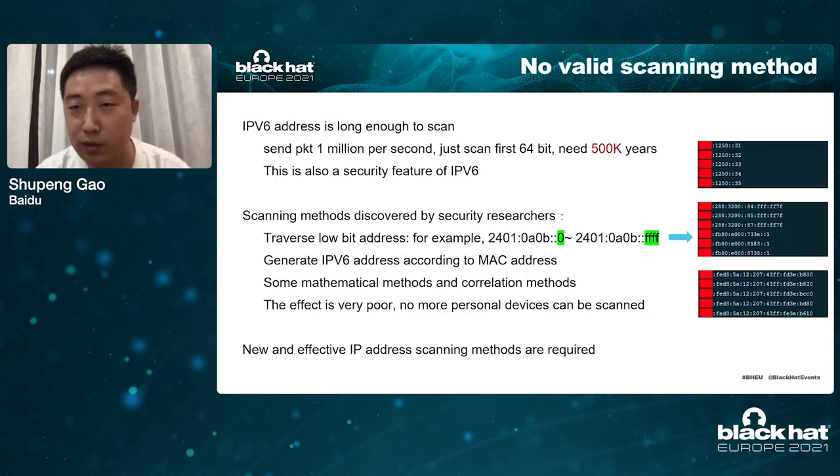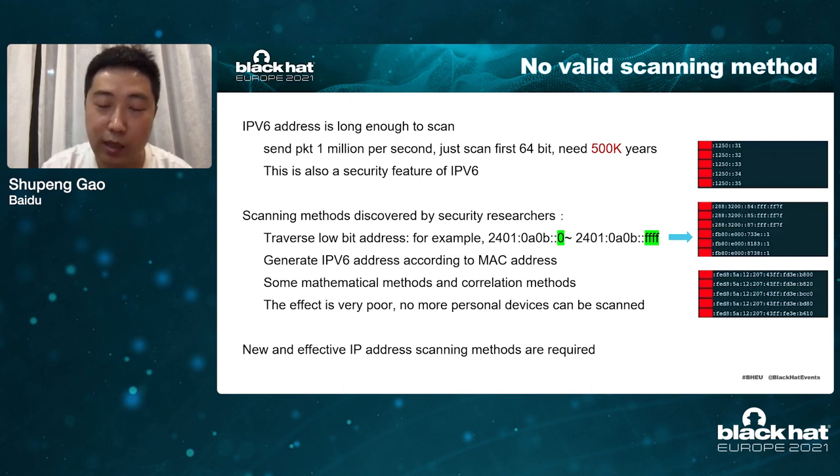However, the IPv6 address space is too large to scan. If you could scan 1 million addresses every second, it would take about 500,000 years to scan just 64 bits. And it's also a security feature of IPv6.